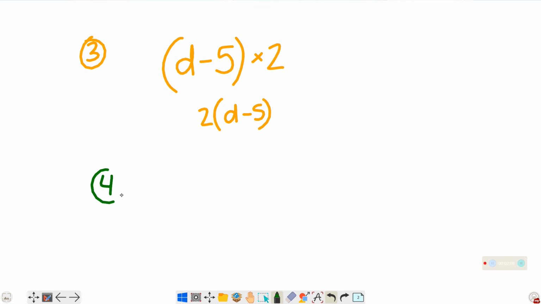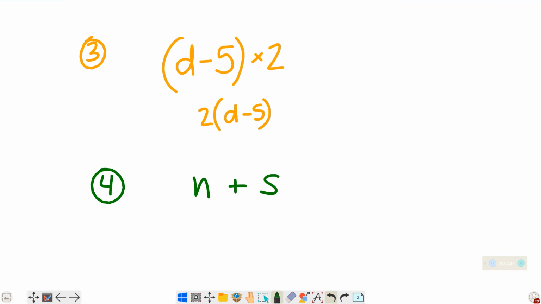Number 4 says Nahom had N baseball cards and Samir had S baseball cards. So N and S. They combined them. Combining means adding.